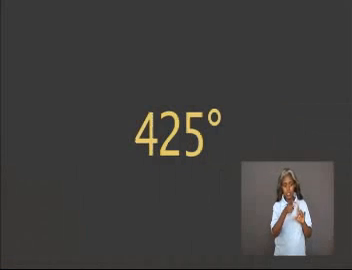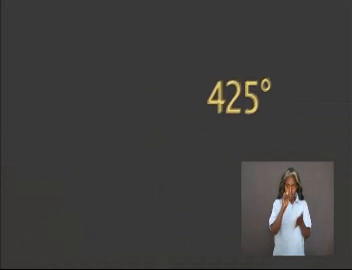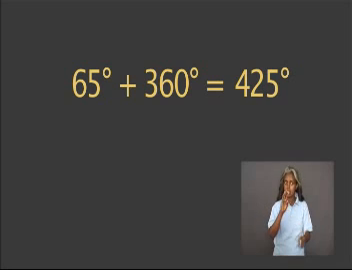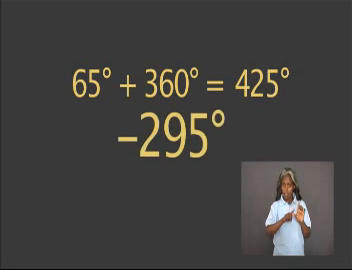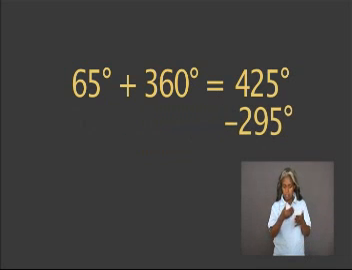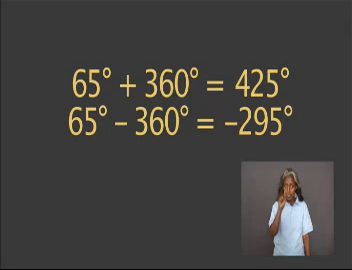Using the formula we learned, we find that a positive angle is 425 degrees. We get that answer by adding 65 and 360. We also find that a negative angle is negative 295. We get that answer by subtracting 360 from 65.